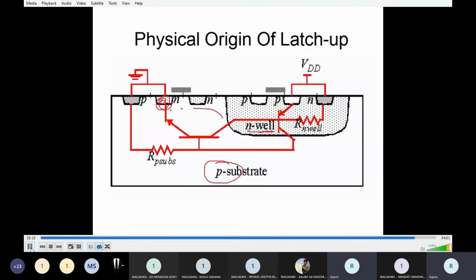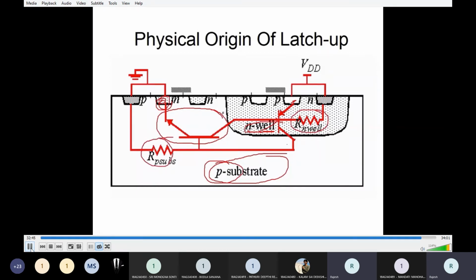This transistor is not physically existing, but due to these different layers there exists a transistor. Similarly, here this is P type and this is N type, and again here it is P substrate. So a PNP transistor will be formed by this structure. Similarly, there is a resistance here and a resistance here. These are called parasitic components.